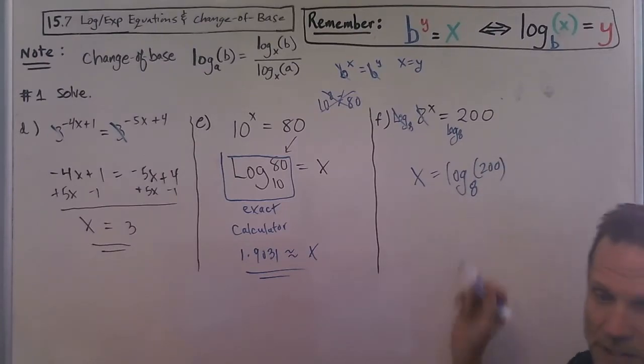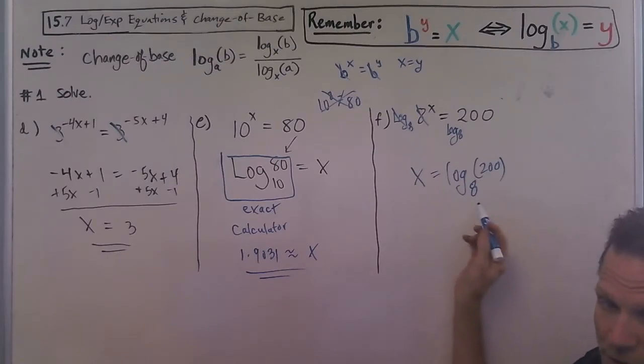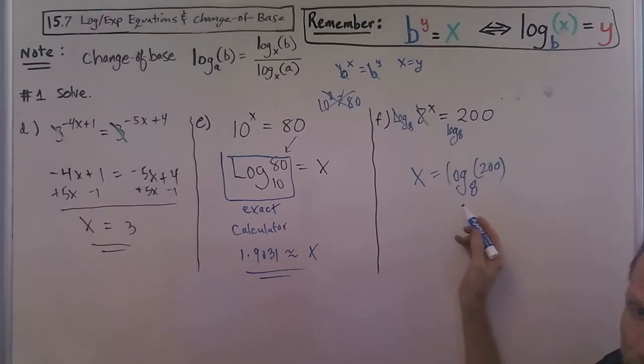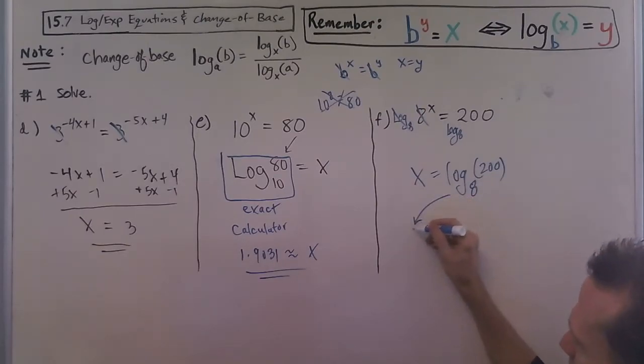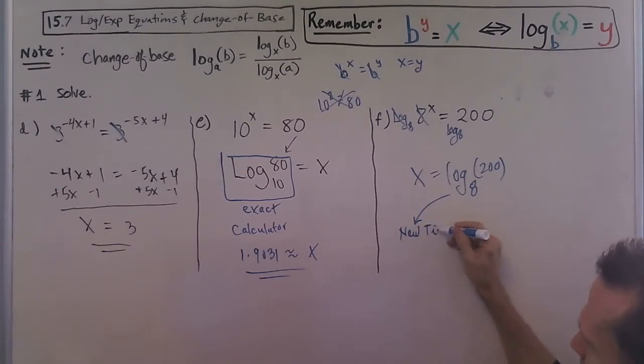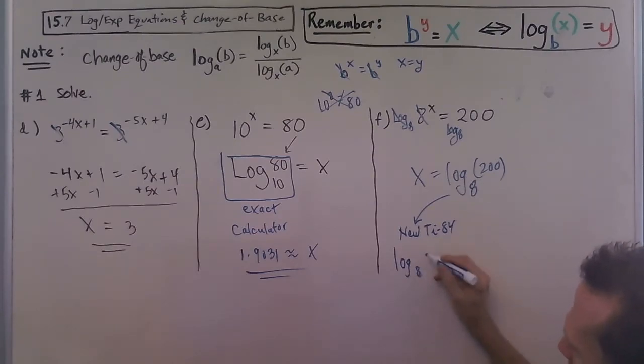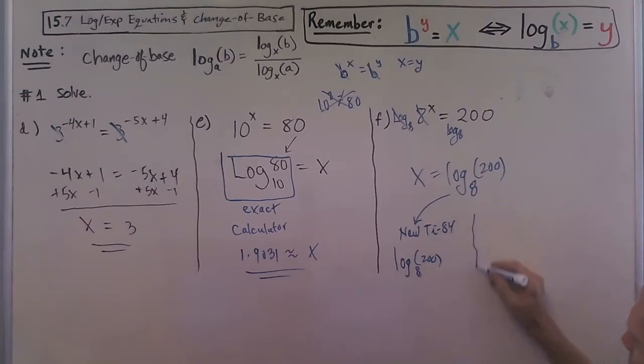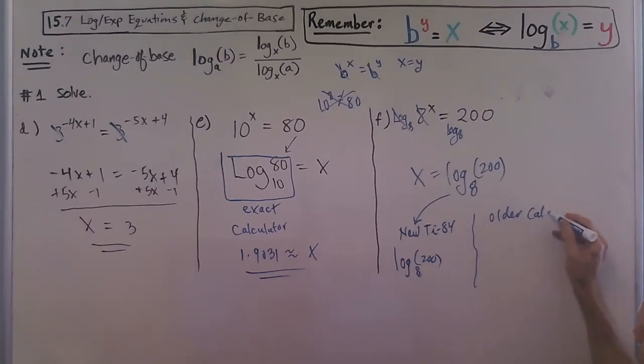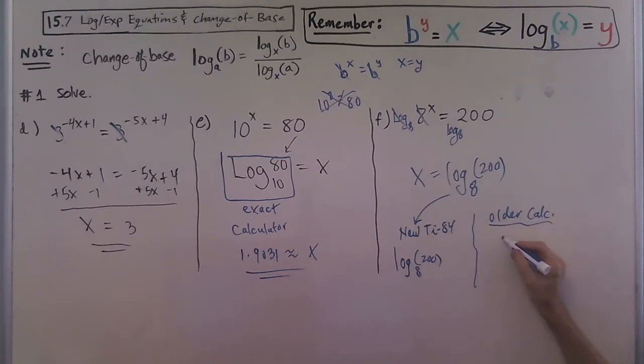Now your calculator, we already did in the first video of this section, your calculator can just work this problem right out. Okay. Older calculators, you would have had to do the change of base. So on a new calculator, you can just do log base 8 of 200. But on an older calculator, what you would have had to do is log of 200 divided by log of 8. Remember, that's our change of base. Okay, so you should be able to work it out this way.